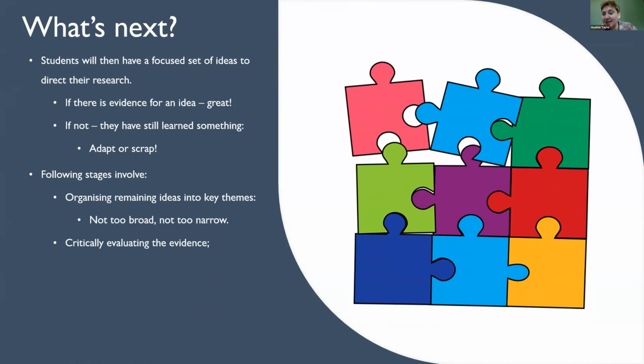The following stages, because this is only the beginning bit, are basically to piece all of the bits of the essay and the preparation together. So we will encourage them to organise whatever ideas they have left after looking for evidence into a certain number of themes, so that their essay is not so broad that they can't go into sufficient depth, but also not too narrow a focus. For example, if we give our students a 1,500-word essay, we might encourage them to have about 3 or 4 broad themes with different ideas within them.